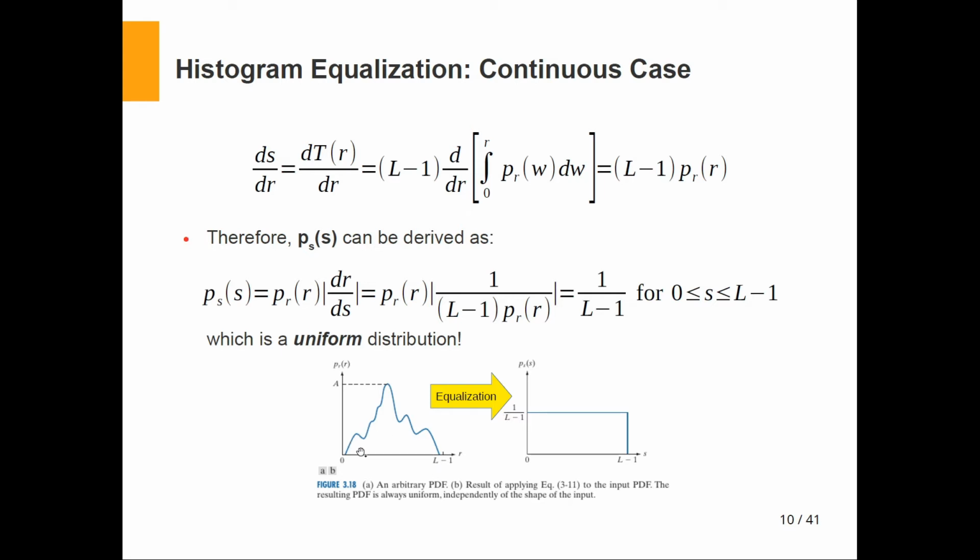We have this random but continuous PDF for the input image that is spread over the full range of 0 and L minus 1, and after doing the equalization we end up with a uniform PDF for the output image.